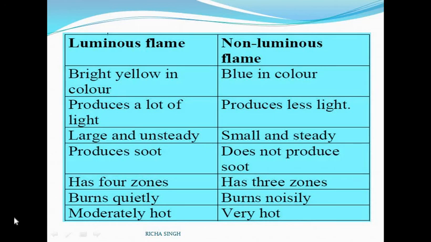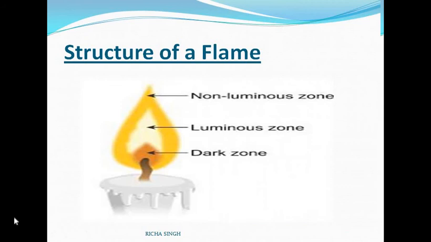You can differentiate on the basis of color of the flame, then production of light, then the size of the flame, and production of soot. Soot is basically the black color particles of carbon which are produced in a luminous flame because the combustion is incomplete there. Okay, then it burns quietly, it burns noisily, it's moderately hot, it is very hot, and it has 4 zones, it has 3 zones. In the next slide, we will discuss these zones.